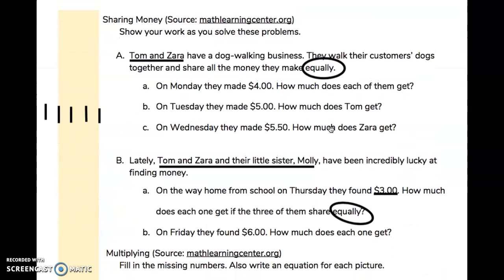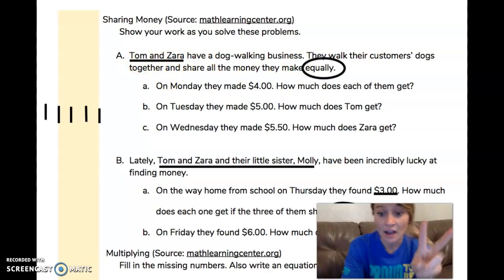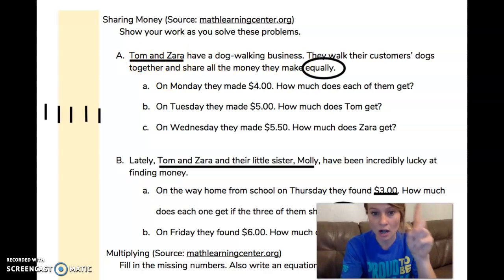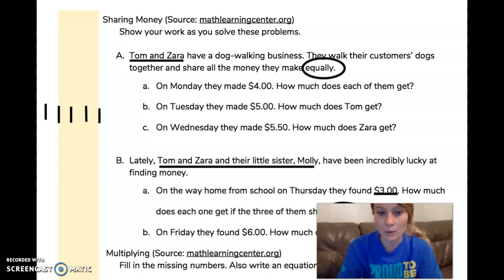So this is called sharing money, and it's problem solving. So let's take a peek at the first problem. Tom and Zara have a dog walking business. They walk their customers' dogs together and share all the money equally. So I circled this because it has to be equal, and I underlined this because look, there are 2 people there, Tom and Zara, and they have to be equal.